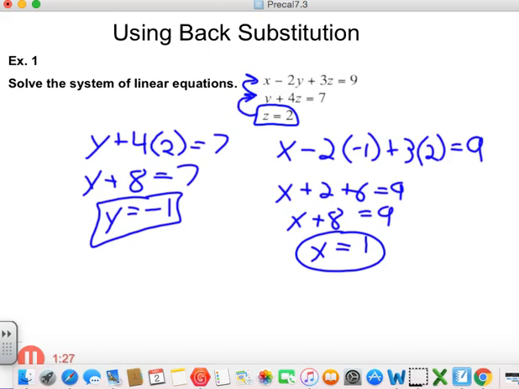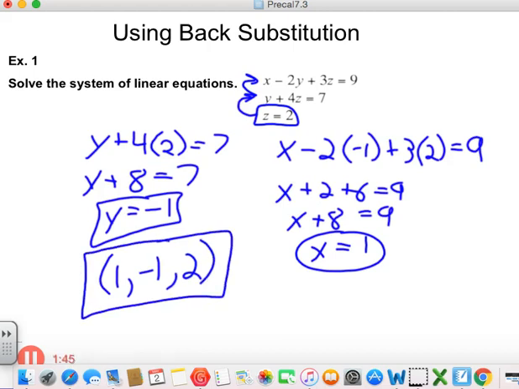And whenever we have multiple variables, we're going to write them almost like an ordered pair, but we call it an ordered triple because it's 3 numbers, not a pair of numbers. So we'd write x first, of course, alphabetical order, x, and then y is -1, and then z is 2. So there's our answer written as an ordered triple, x, y, and z.